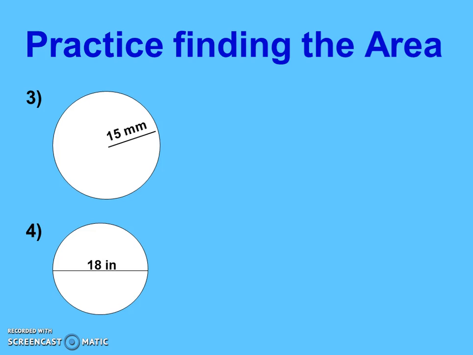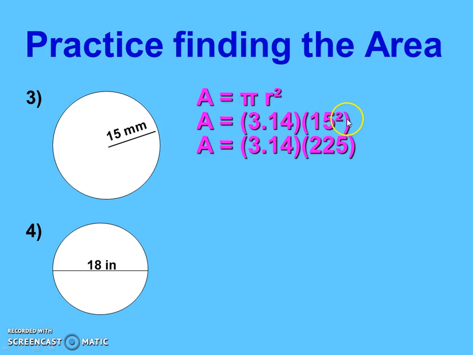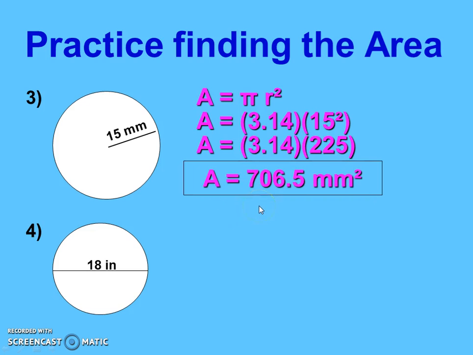Okay, let's look at the next one. I'm going to give you a moment here. I would like you to try number 3. If we have 15 millimeters here labeled, think about what piece of information that is and see if you can find the area. Alright, so this is the radius, so I'm using area equals pi r squared. I'm plugging in 15 for r, 3.14 for pi, like always. 15 squared is 225, and when I multiply pi times 225, I get 706.5 square millimeters.